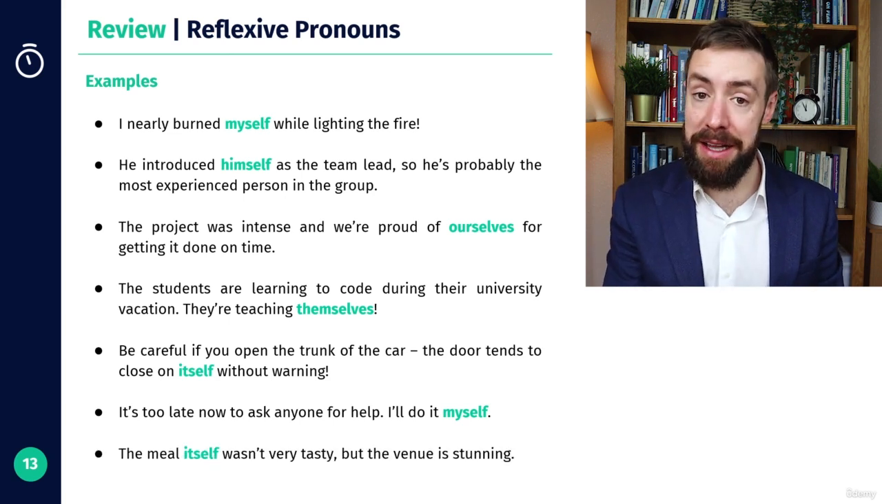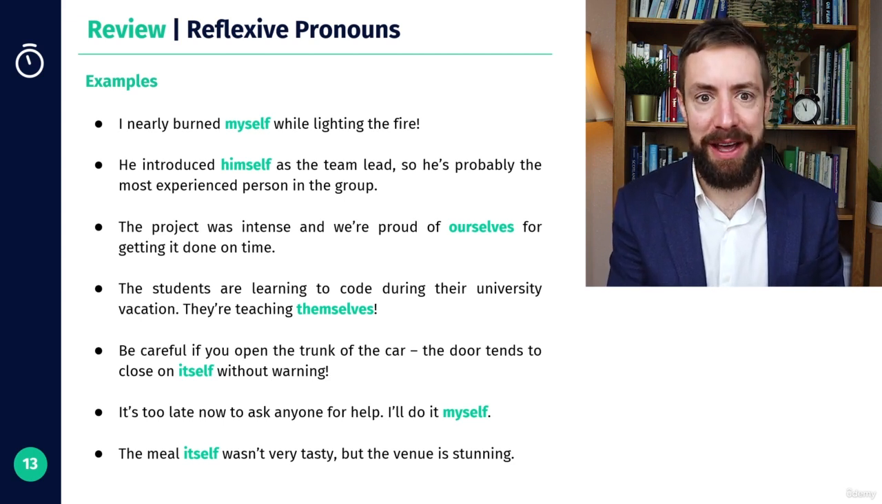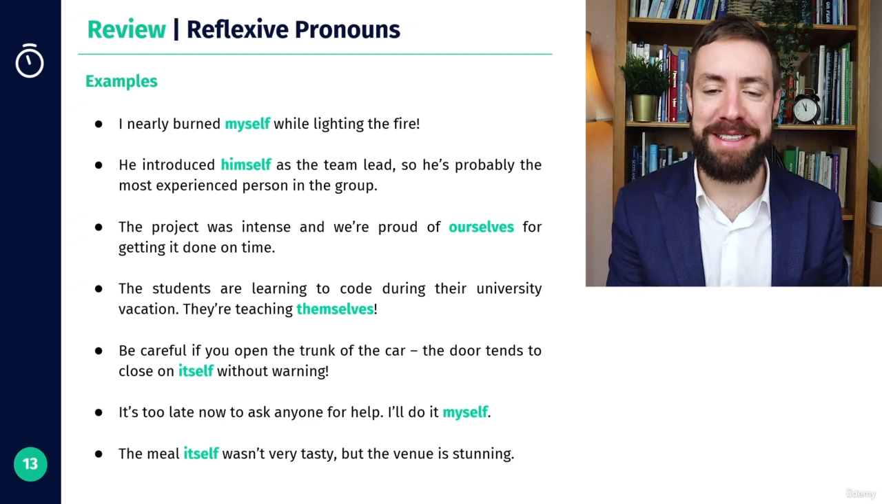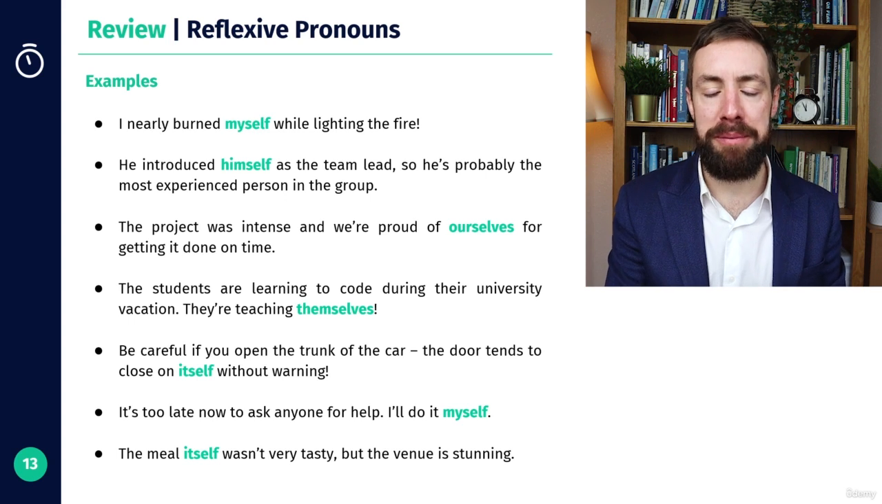And the meal itself wasn't very tasty, but the venue is stunning. Stunning means really amazing looking, like, oh, wow, what an amazing place. Okay, so that is a review of pronouns.